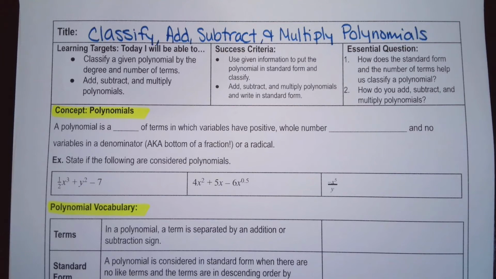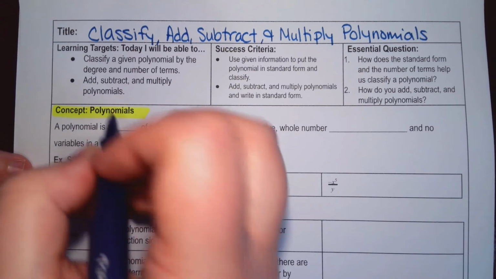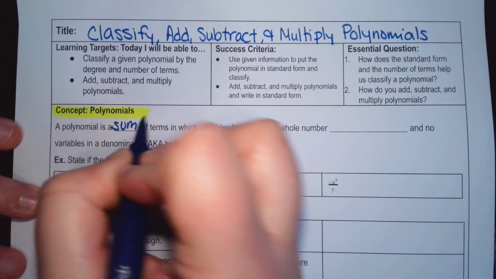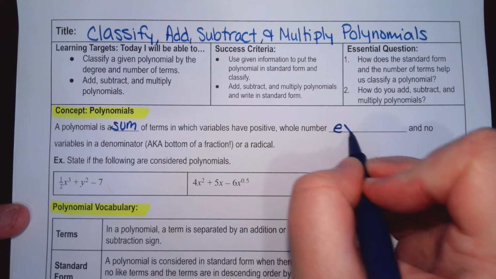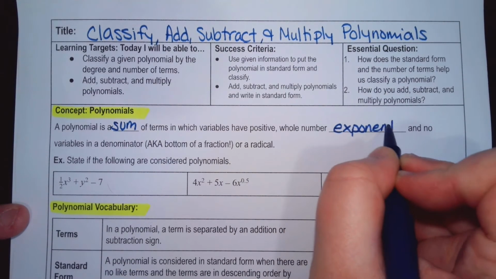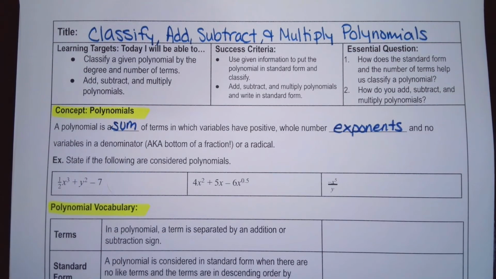So our first concept is, let's talk about what a polynomial actually is. A polynomial is a sum of terms in which variables have positive whole number exponents, meaning no negative exponents, no fraction exponents, no decimal exponents. And there are no variables in a denominator, aka the bottom of a fraction, or in a radical. So if you have a variable in the bottom or in a radical, it is not a polynomial.